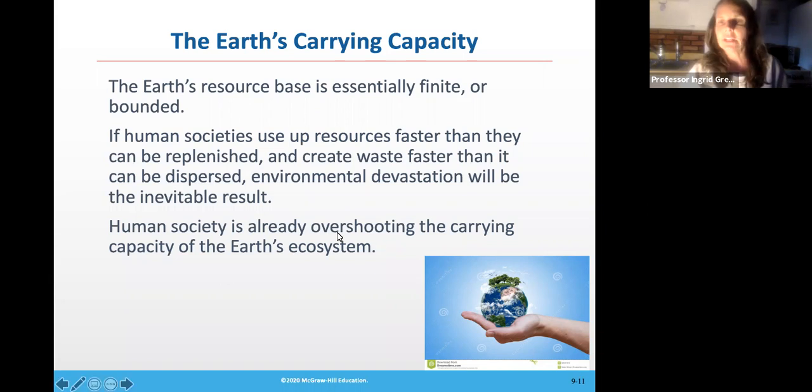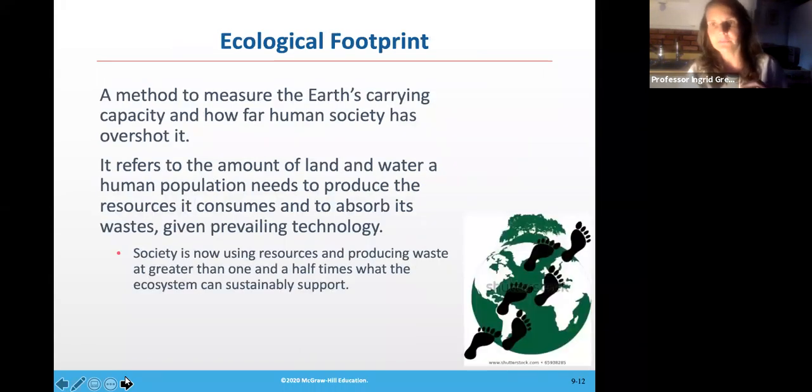Already overshooting, that's a pretty broad statement. What do they mean by that? How do they know we're overshooting? How do we measure this? That's the next slide, the ecological footprint. You've probably heard of this before. What is your ecological footprint? Or what is a business's, what is an organization's ecological footprint?